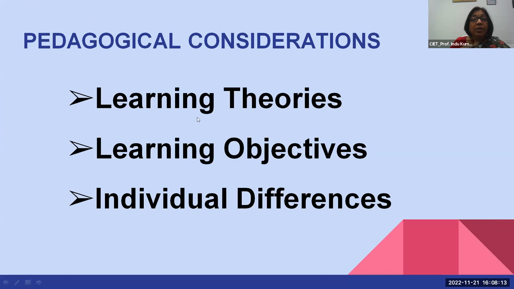And then individual differences. In the previous session, you learned about the kind of individual differences that we have in class, which also take into consideration children with special needs. Keeping in view this differentiated population of children that we deal with, we have to make content in such a way that most children gain out of it. So we need to take into consideration the individual differences among children while developing a piece of content. Next, please.